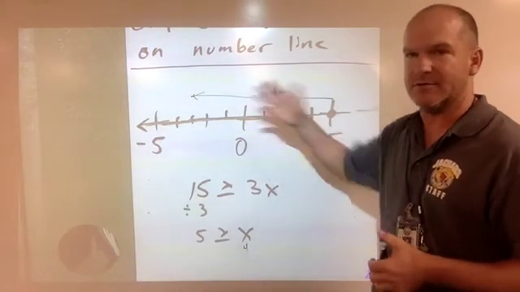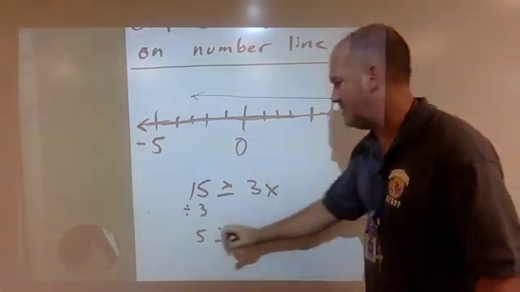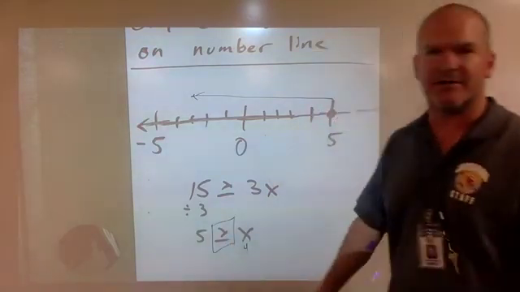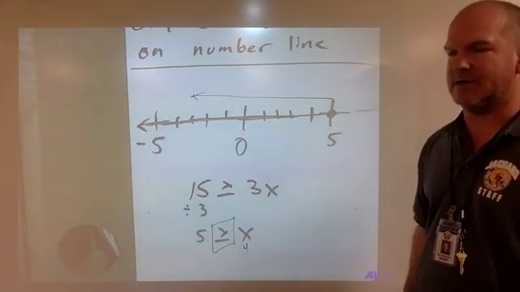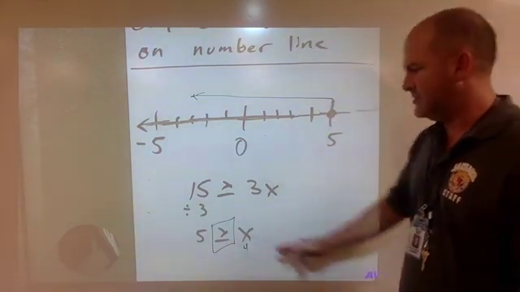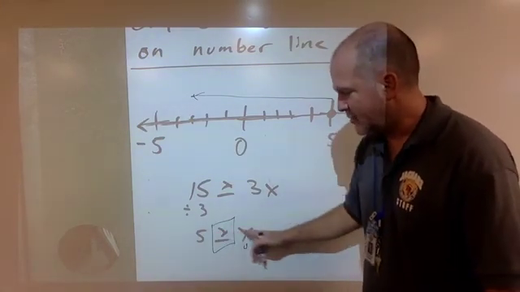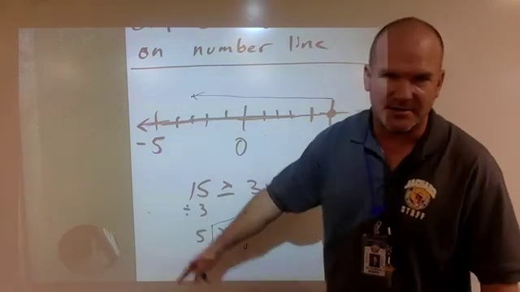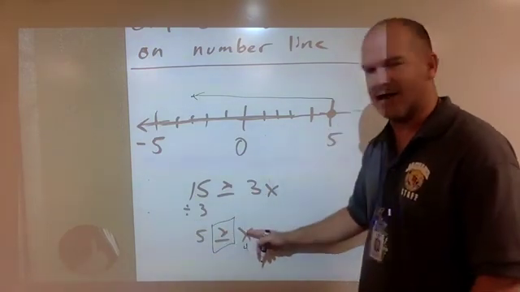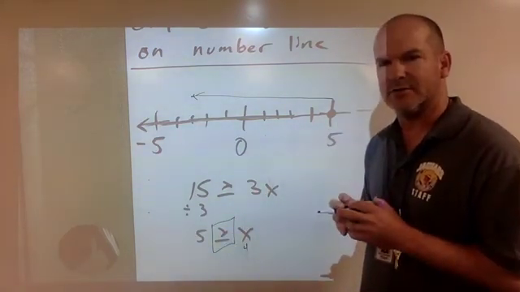People want to draw the arrow going the wrong way because they're just in the habit of looking at this and saying that's a greater than sign, that's an arrow to the right. That's not true. Don't just look at the sign itself, look at where x is. Is the sign pointing at x or is it pointing at the number? If the sign is pointing at x, x is smaller than the number.